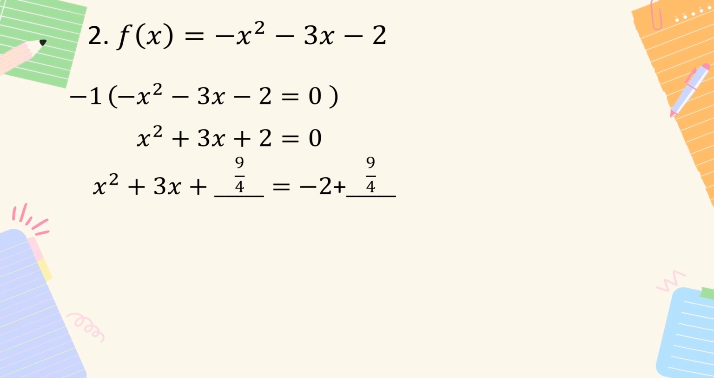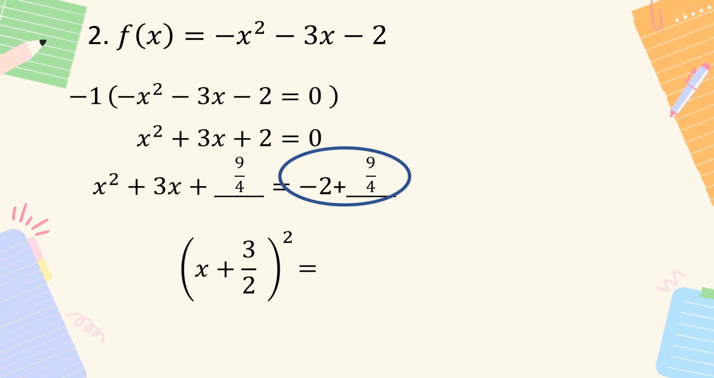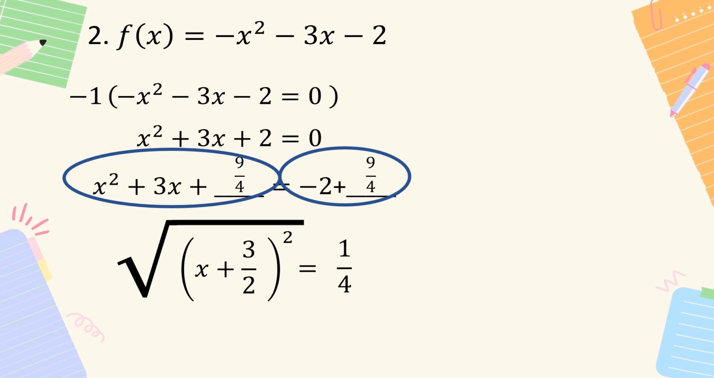Now, the expression on the left side will be written in its factored form, and that is equal to the square of the sum of x and 3 over 2. On the right side of our equation, we have negative 2 plus 9 over 4, and that is equal to positive 1/4. After simplifying both sides, we now get the square root of both sides.